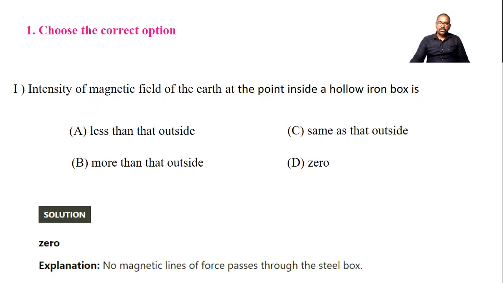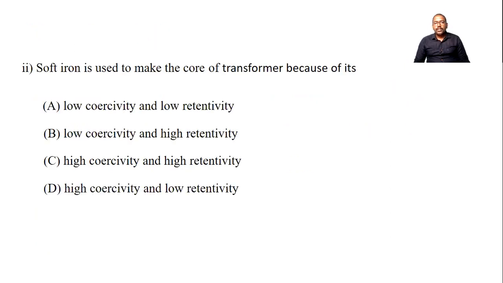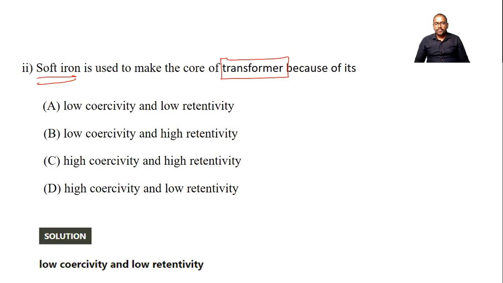Now question number two. Soft iron is used to make the iron core of transformer because, listen, we are using soft iron to make a core of the transformer. The reason for this is low coercivity and low retentivity. Next one.